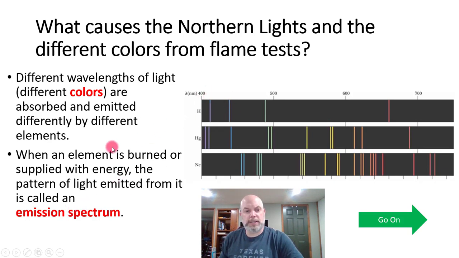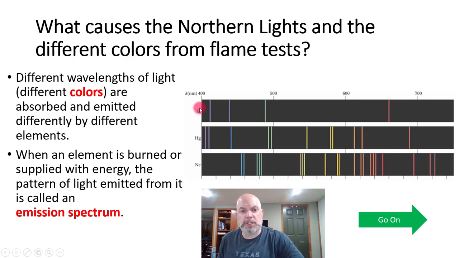And so these lines here, it says when an element is burned or supplied with energy, the pattern of light emitted from it is called an emission spectrum. So it will emit energy in the form of light at very specific parts of the visible spectrum. And you can see right there, there's 400 nanometers, 700 nanometers. So this is the visible part of the spectrum, like we just learned about.